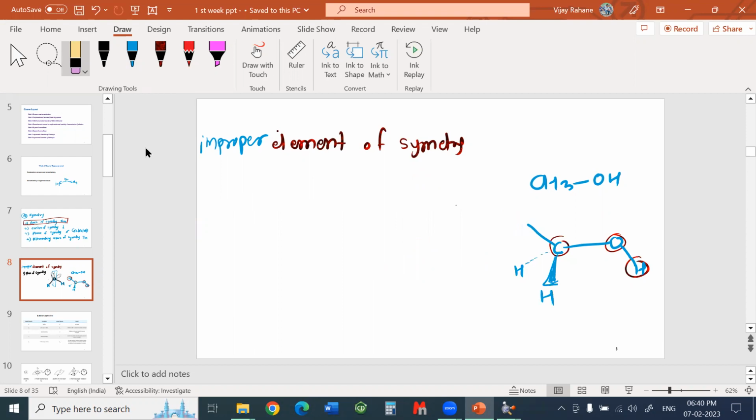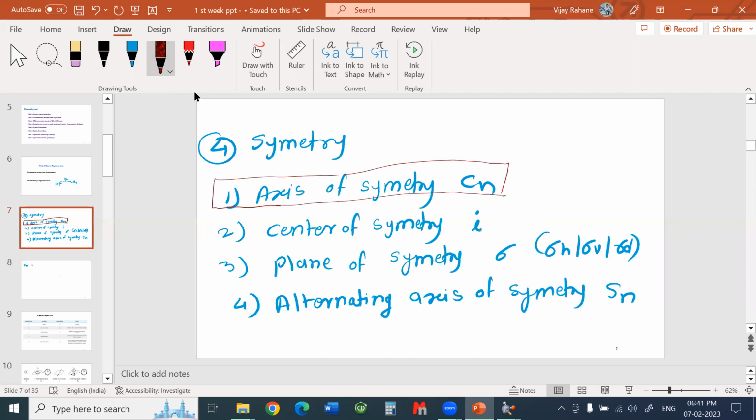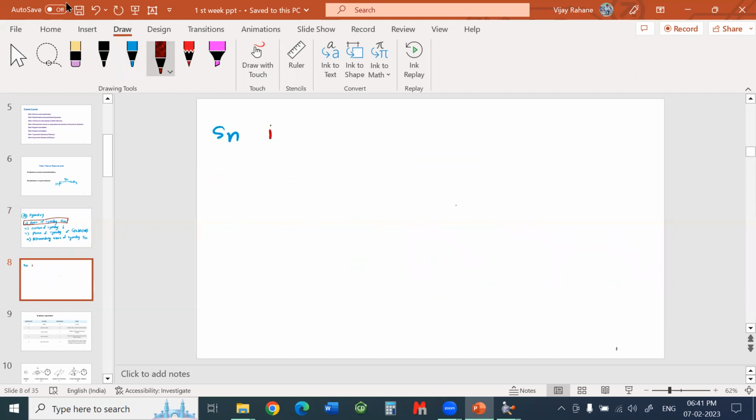similar to the inversion. And still one more element of symmetry is there, which falls into the category of improper elements of symmetry. That is the alternating axis, or Sn. It means improper alternating axis of symmetry.